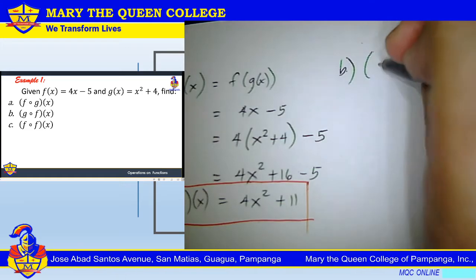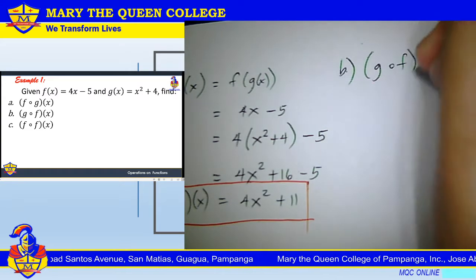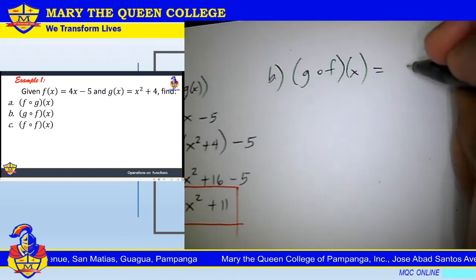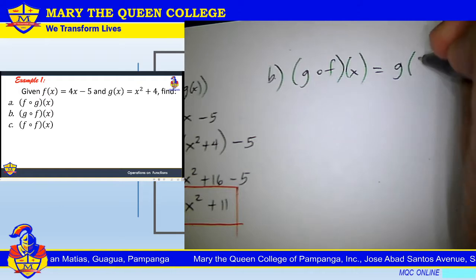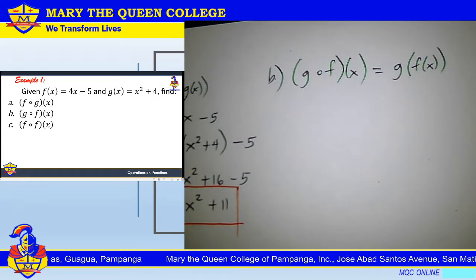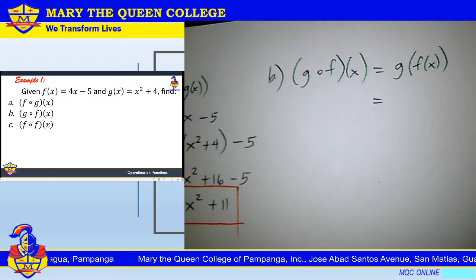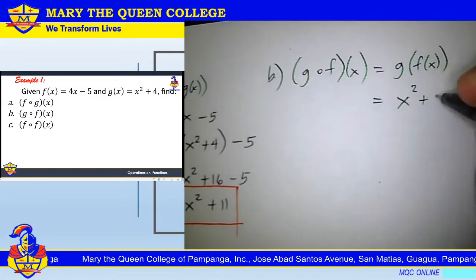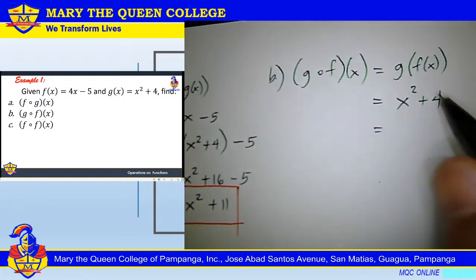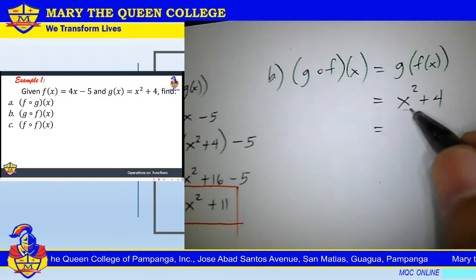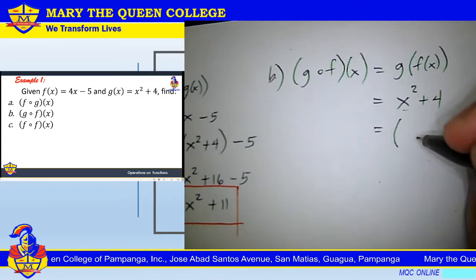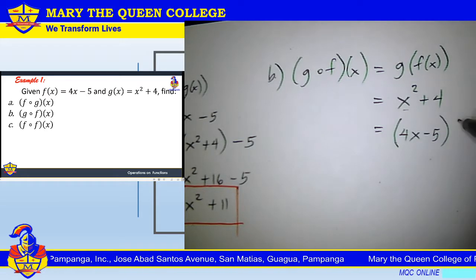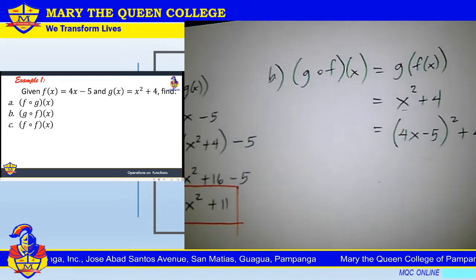Okay? Then, next, we have letter B. If we have the composite function of g and f of x. So this time reverse po. Our main function now is g of x. And our sub-function is f of x. Okay? So copying the original g of x, we have x squared plus 4. And then since f of x is our sub-function, replace it here on the value of x. So we have f of x, we have 4x minus 5 squared plus 4.